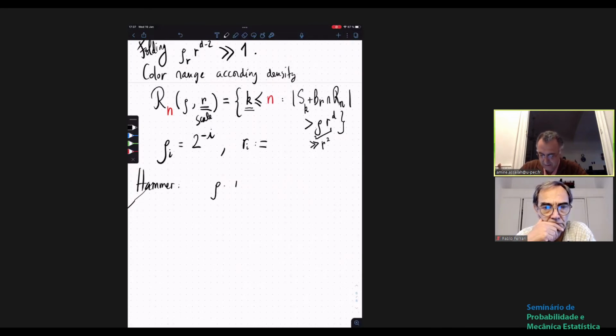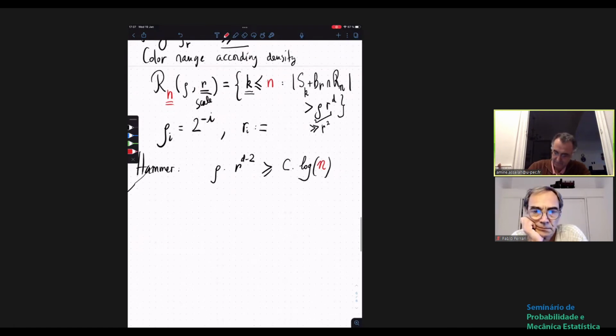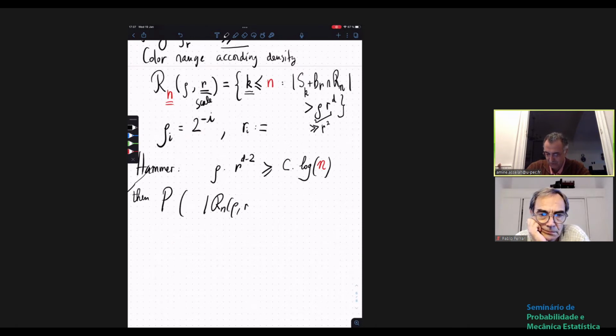If the density times r to the d minus 2, instead of being just what I said, larger than 1, I have to be more precise, is bigger than c times log n, and n is the length of the trajectory, then the probability that the colored region, according to rho, is bigger than L, I have a bound: exponential minus kappa times L to the 1 minus 2 over d and rho to the 2 over d, with a constant kappa. And it's an upper bound. I'm only thinking about upper bounds.